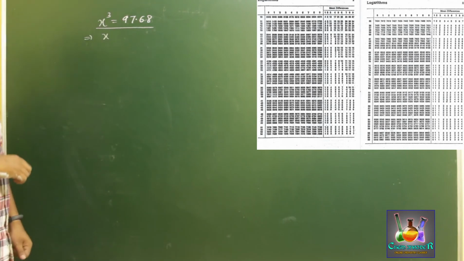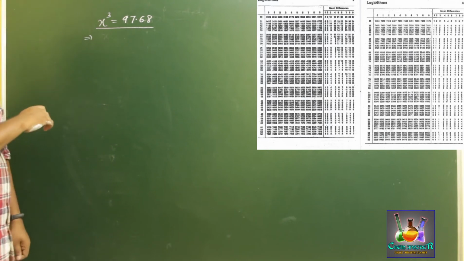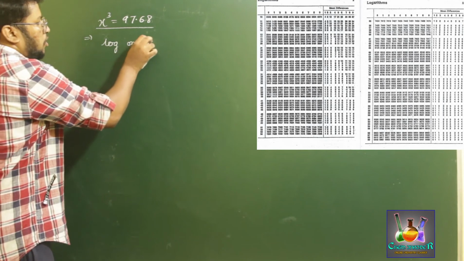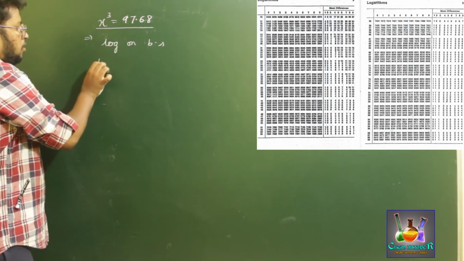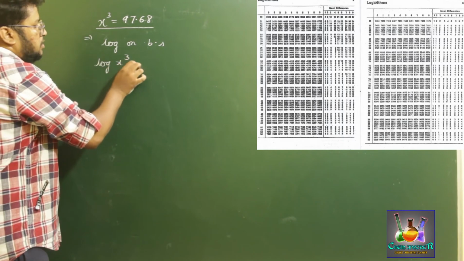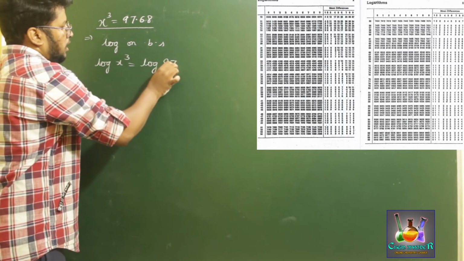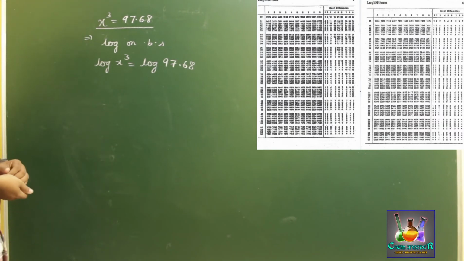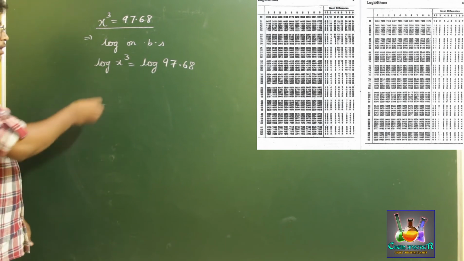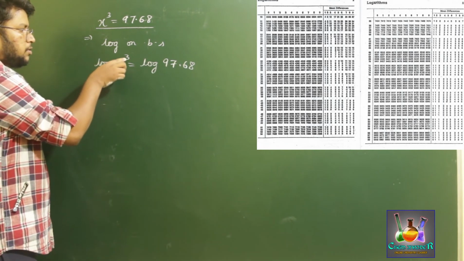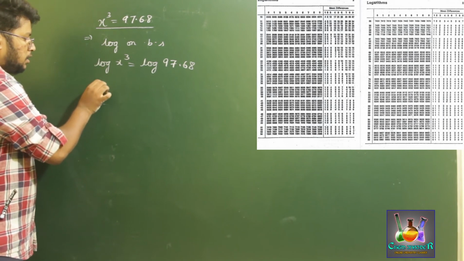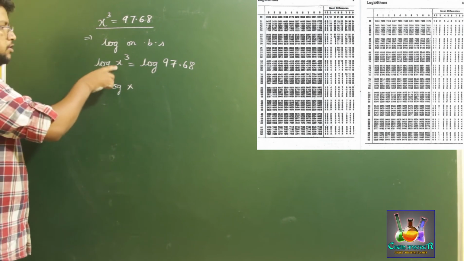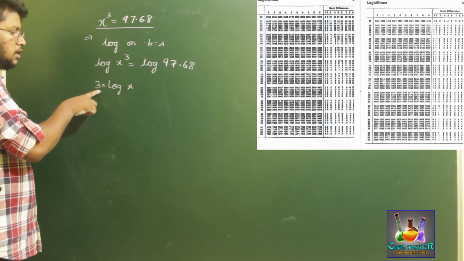Since we have discussed the logarithmic rules earlier, if we take log on both sides, we get log of x cube is equal to log of 97.68. Log of x to the power of anything can be written as that power into log of x. So this is one of our rules, right? Log of x cube can be written as 3 log x.